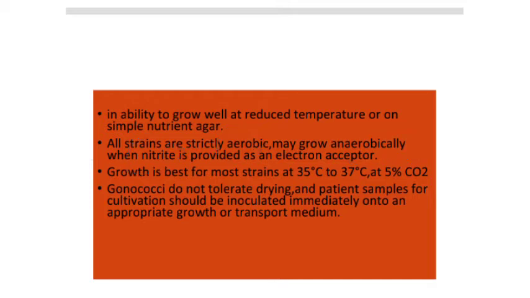Also, another point to note about Neisseria gonorrhoeae is that they grow at a temperature of 35 to 37 degrees Celsius. And to increase their growth, you are supposed to have 5% carbon dioxide. So as you incubate, your incubator must be set at 35 to 37 degrees Celsius.